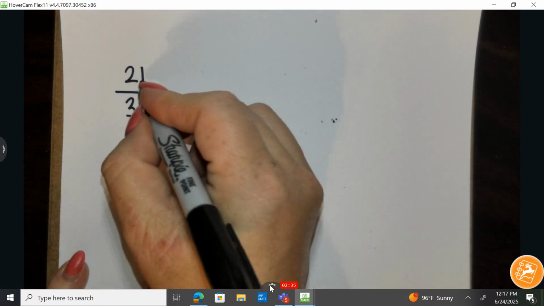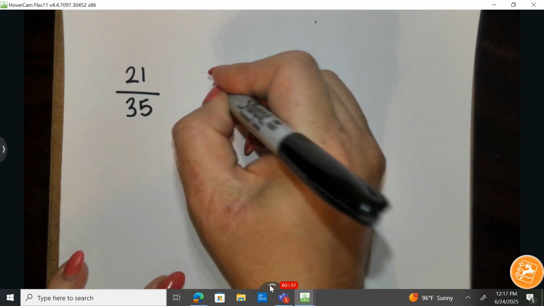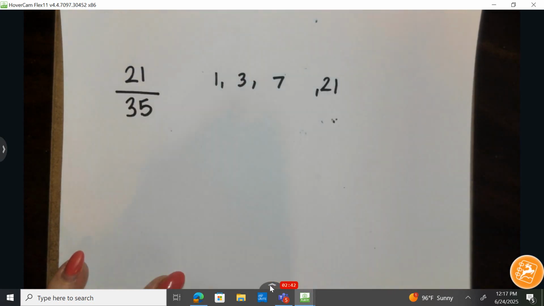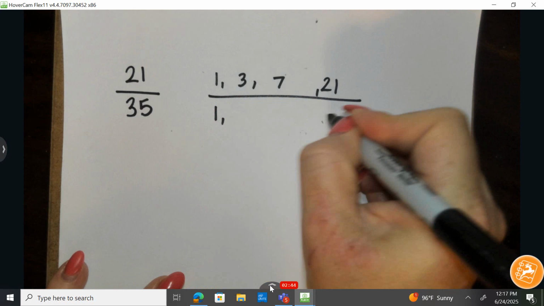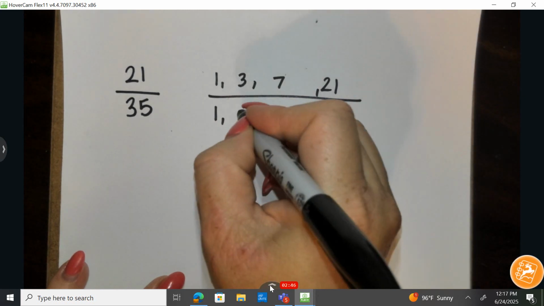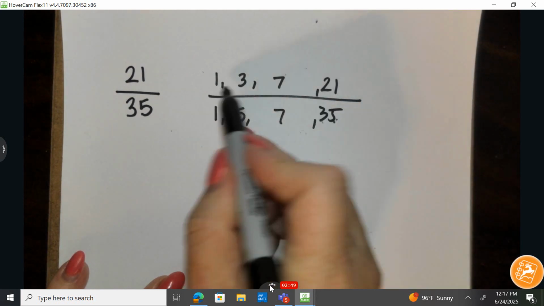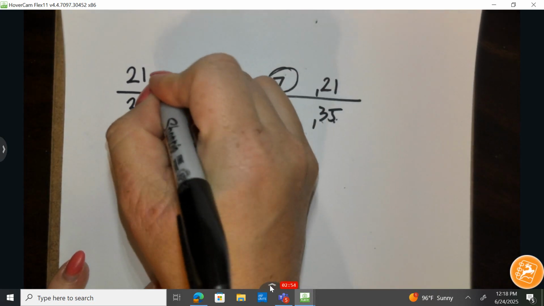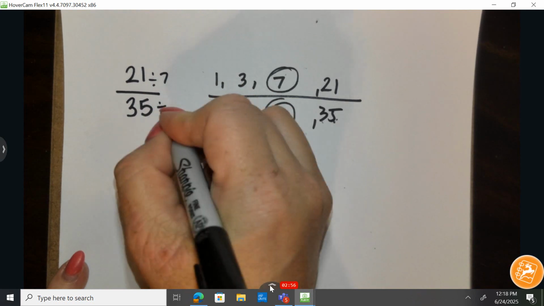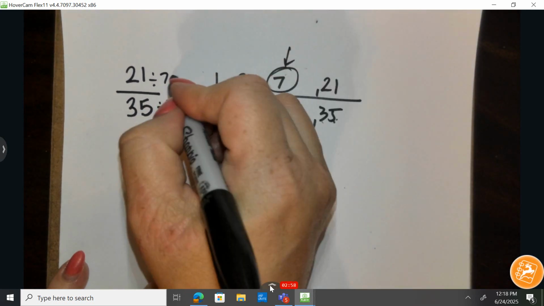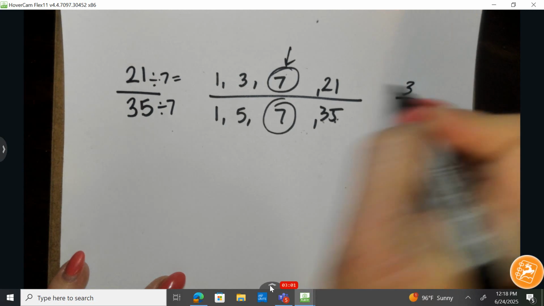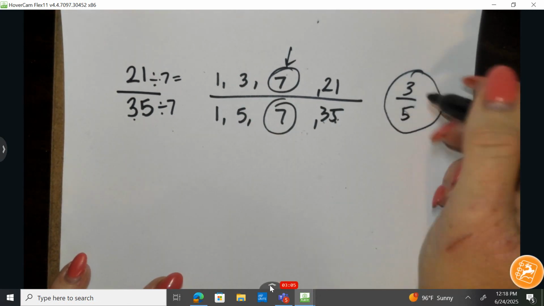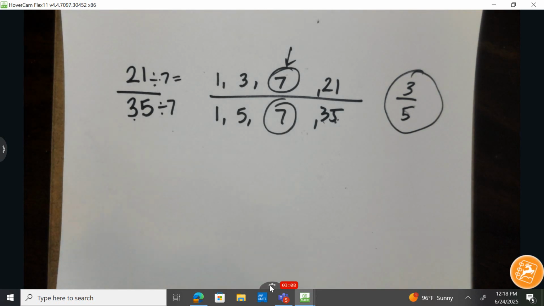But if you're not there yet, I'm going to write down all the factors of 21. So 1 times 21 equals 21, and 3 times 7 equals 21. In the denominator, I know 1 times 35, and I know 5 times 7. So I'm going to select the largest factor of the numerator and the denominator, and then divide the numerator, the top value, and the denominator, the bottom value, by, in this case, 7. 21 divided by 7 is 3. 35 divided by 7 is 5. And we would say this is fully reduced. It's a reduced fraction or simplified.